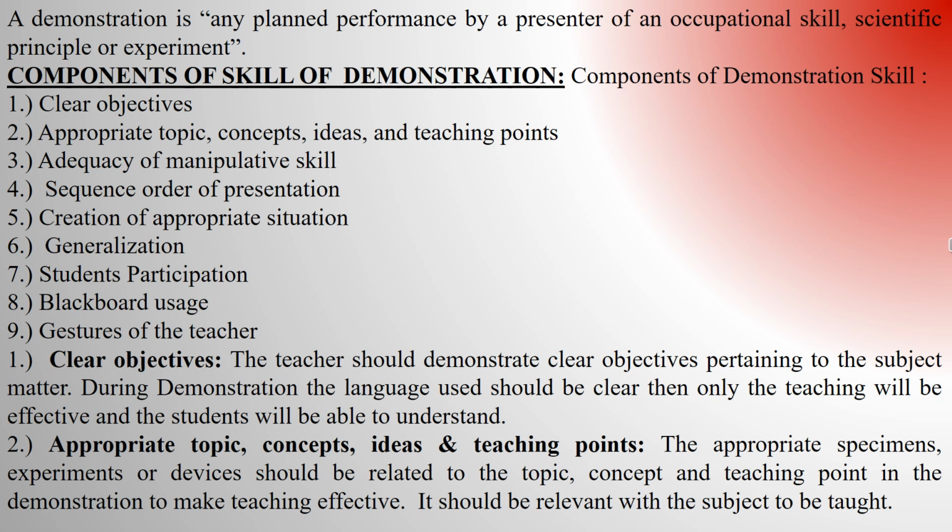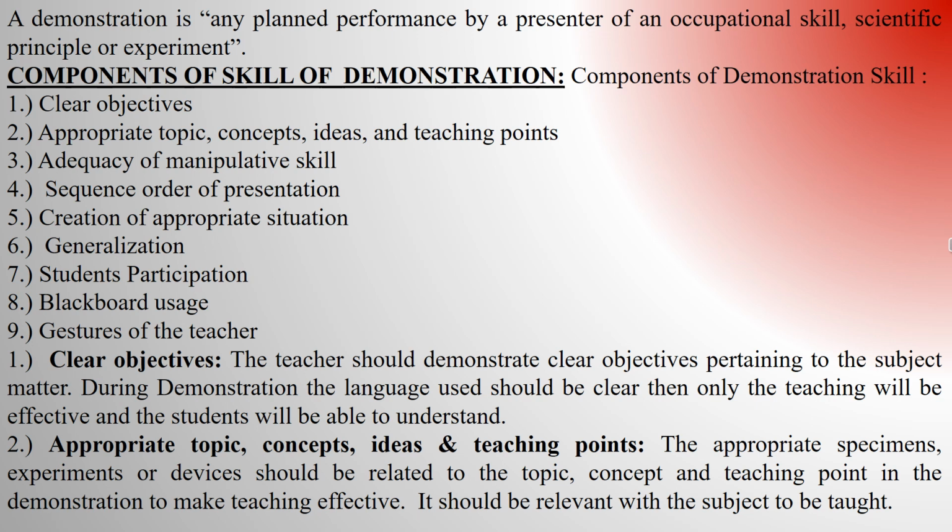Components of skill of demonstration. The main components of demonstration skill are clear objectives, appropriate topic, concept, ideas, and teaching points, adequacy of manipulative skill, sequence order of presentation, creation of appropriate situation, generalization, students' participation, blackboard usage, and gestures of the teacher. The first component is clear objectives.